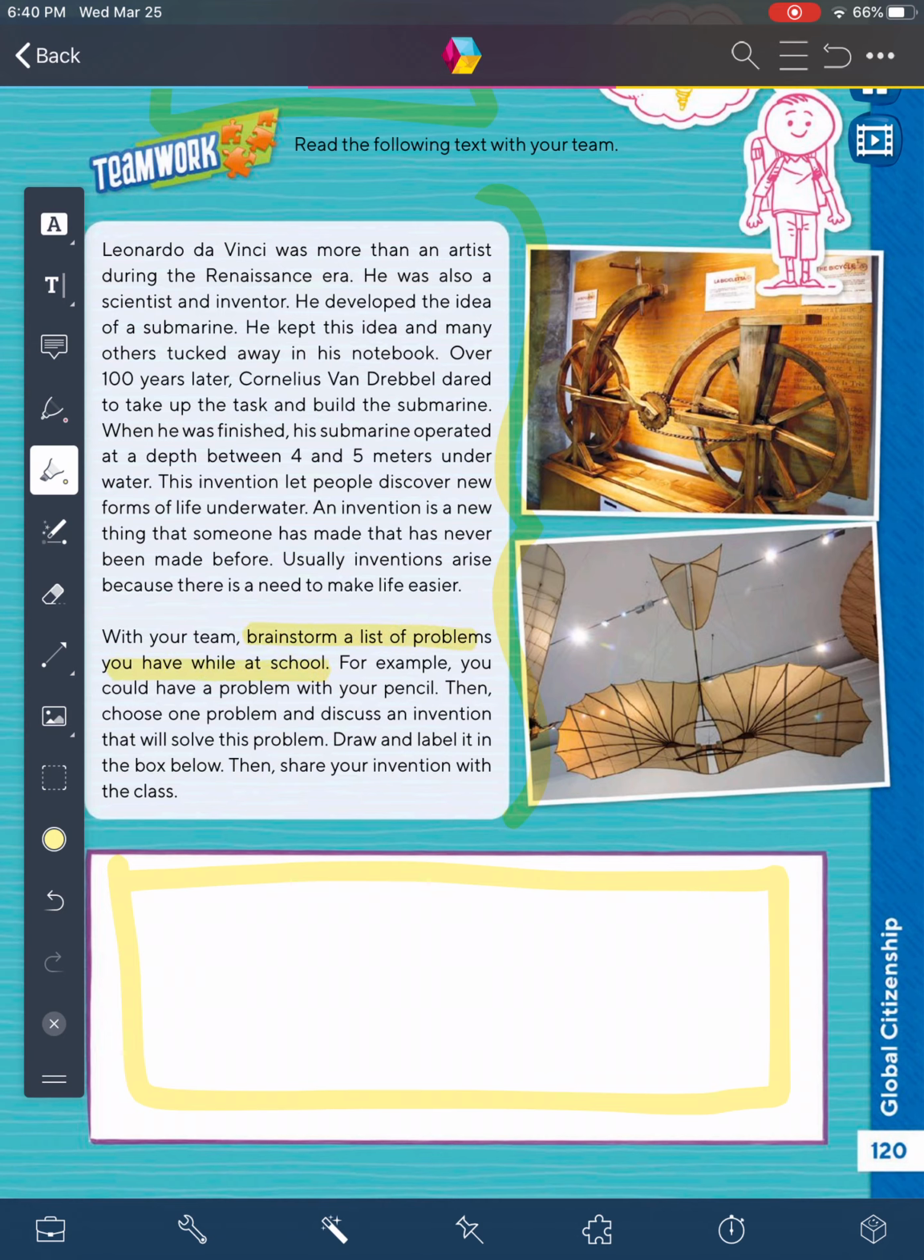As you know already, this will be an individual activity, not a teamwork, but the activity is about thinking about a problem that you might have in the school and something that you can invent to solve it, okay? So there is where you're going to draw and label your invention, okay?